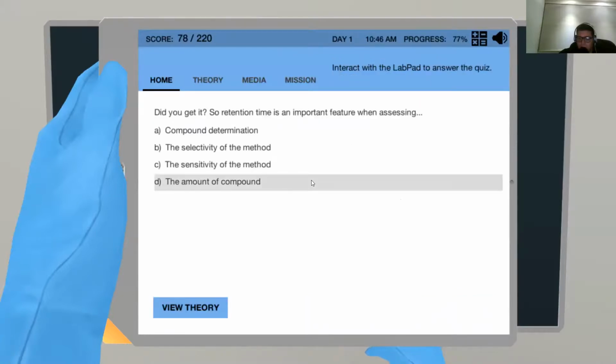Did you get it? So retention time is an important feature when assessing.